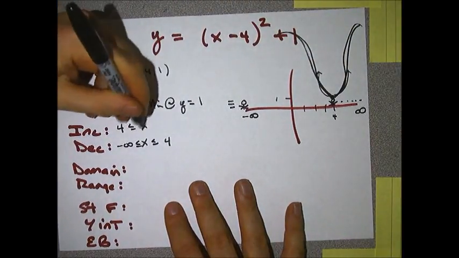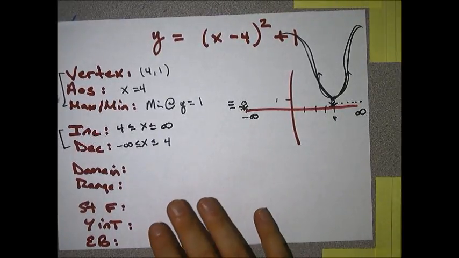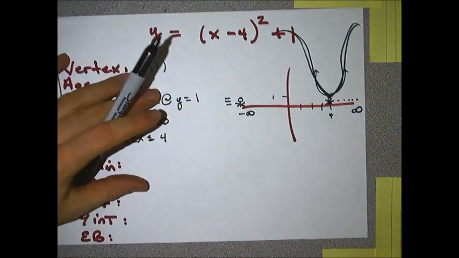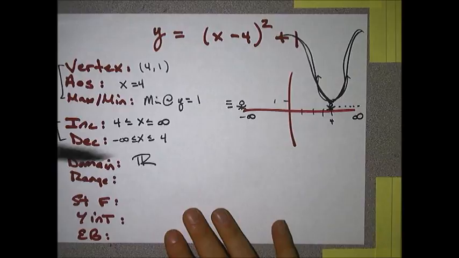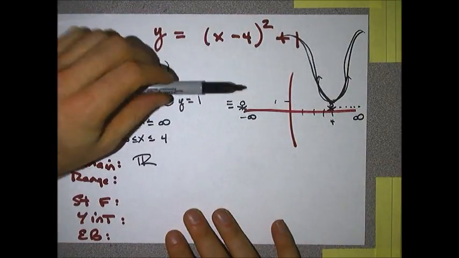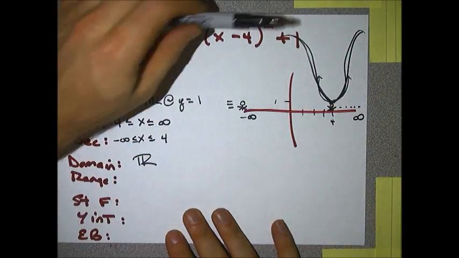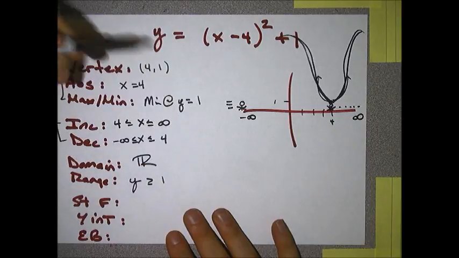The domain, as this thing grows, it's going to keep getting wider and wider and wider, and it's never going to stop getting wider. So the domain is all real numbers. The range is going to be numbers bigger than or equal to, because the range is my y, and it's going to go from 1, and it's going all the way up. So my range is y is greater than or equal to 1.